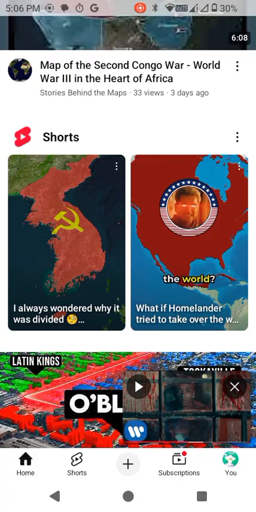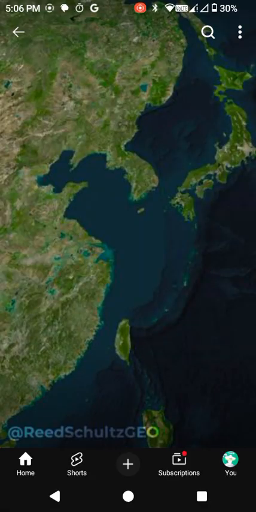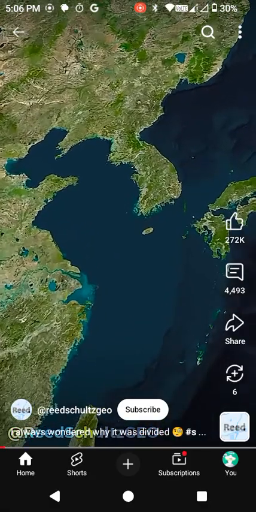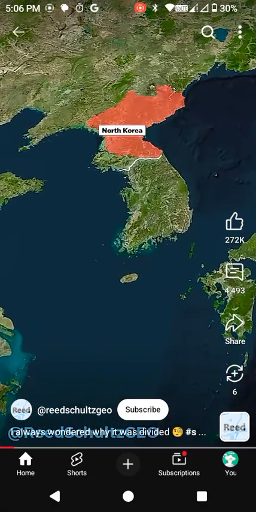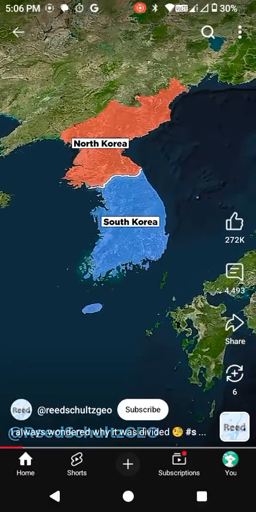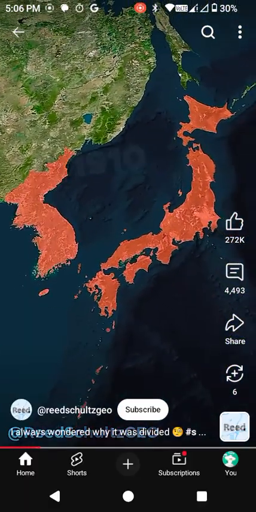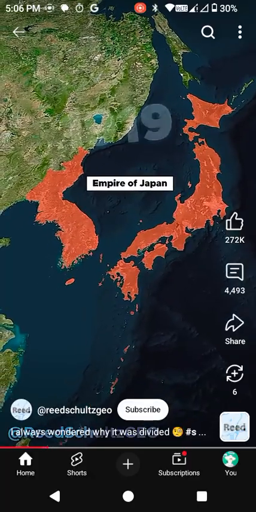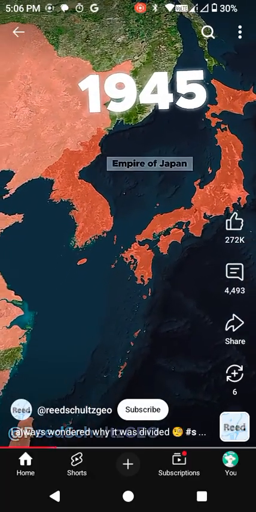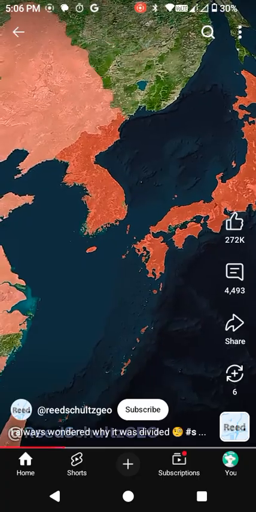The boundary of Korea is divided between North and South Korea. Well, to understand the context, we have to go back to 1910, when Korea was annexed by the Empire of Japan. At the end of World War II, after Japan surrenders, it is forced to lose Korea. The United States and Soviet Union agree on a provisional partition of Korea.